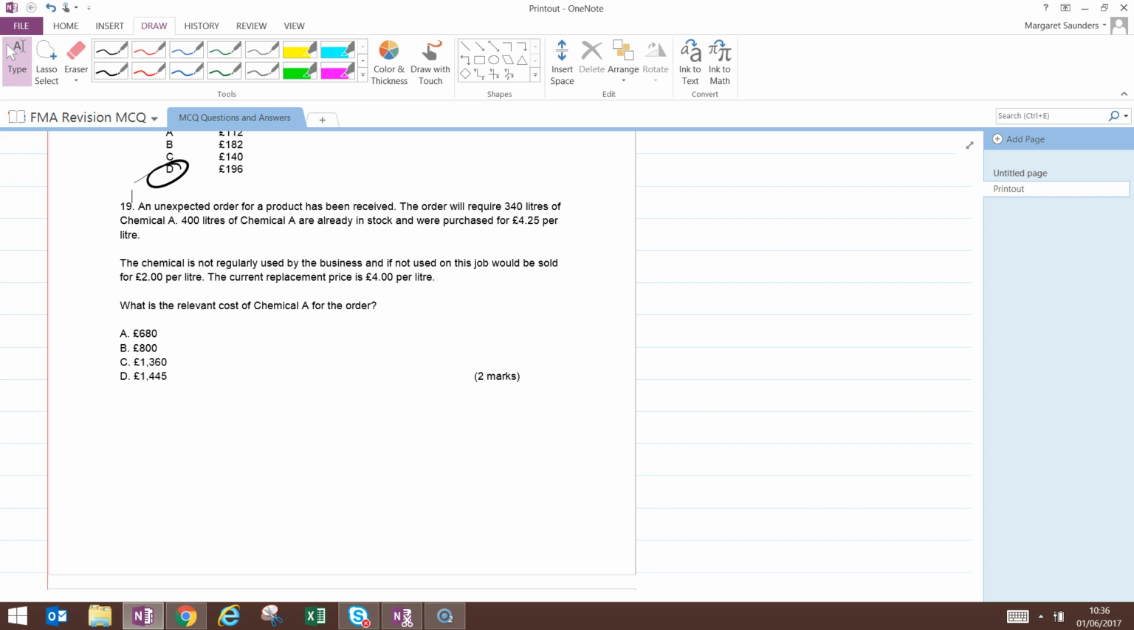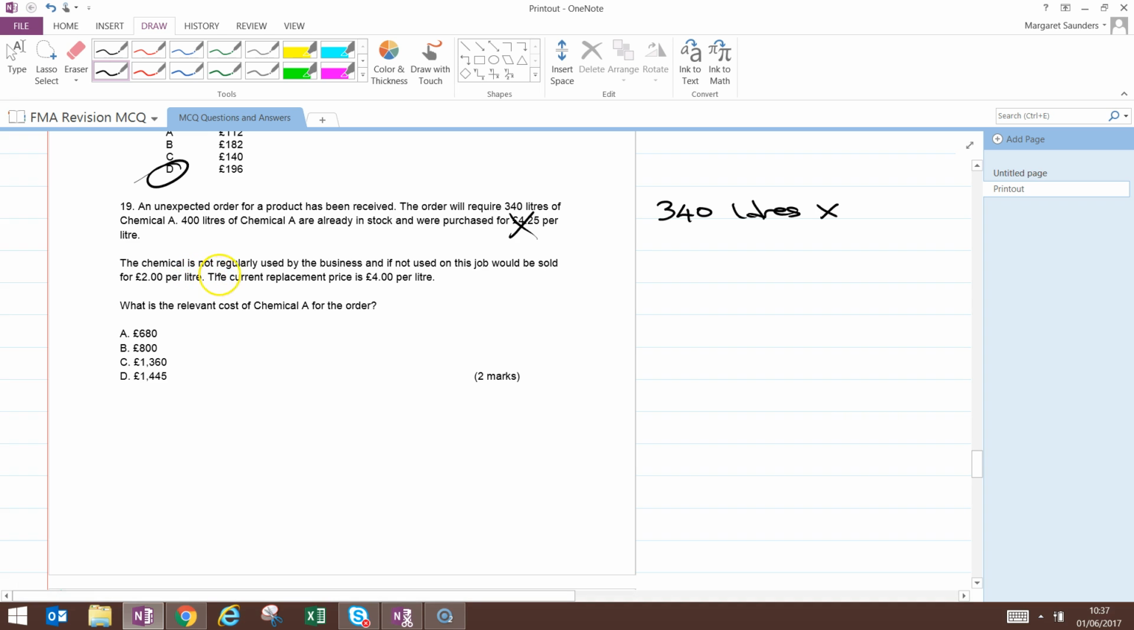So if we have a look at question 19. So it's an order for 340 litres. So what's going to be the relevant cost? There's 400 litres in stock and they were purchased for £4.25 a litre. So that happened in the past. So £4.25 is not relevant. So what are we left with?